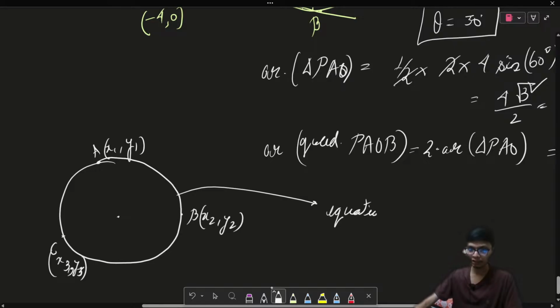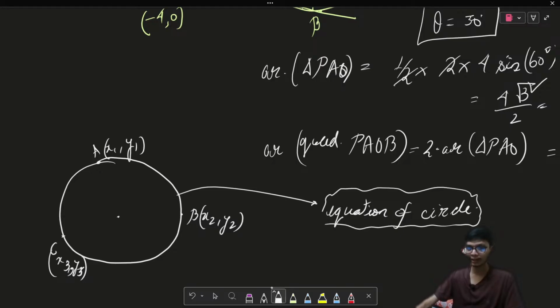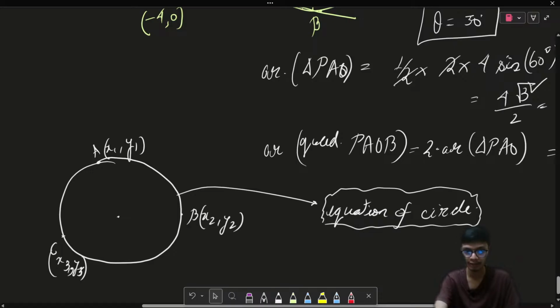So I would leave this problem for all of you to try out and let me know whatever form of answer you're getting in the comment section. Maybe you will obtain a circle equation in terms of x1 y1, x2 y2 and x3 y3, right? So please try to find out how you can do that.